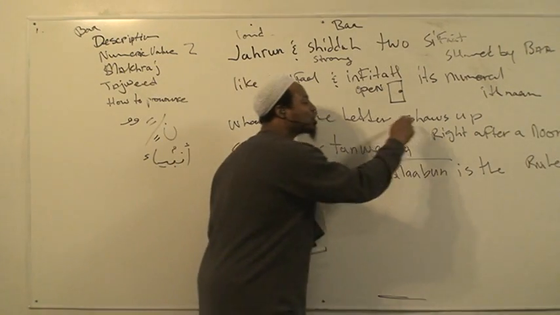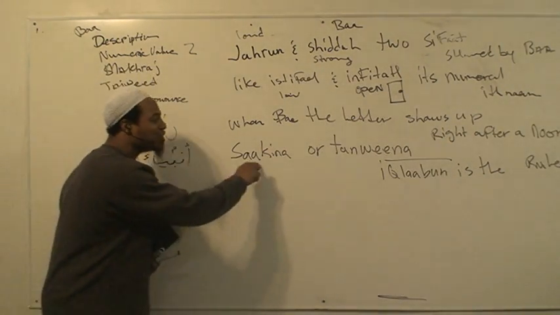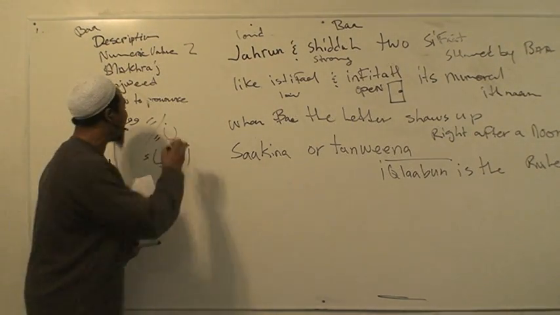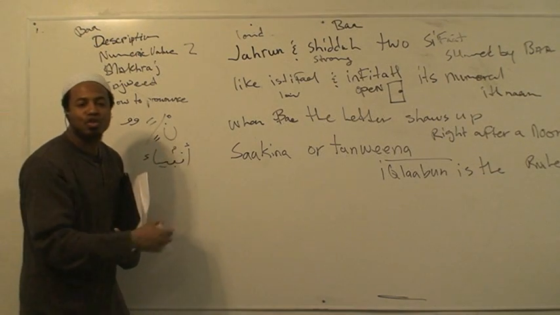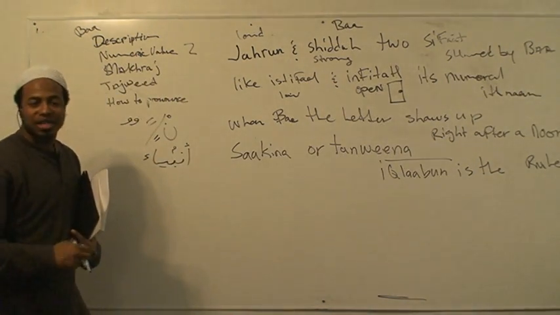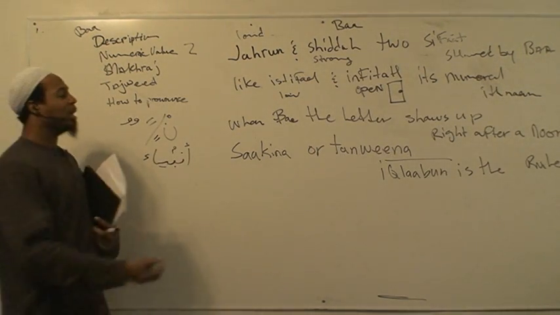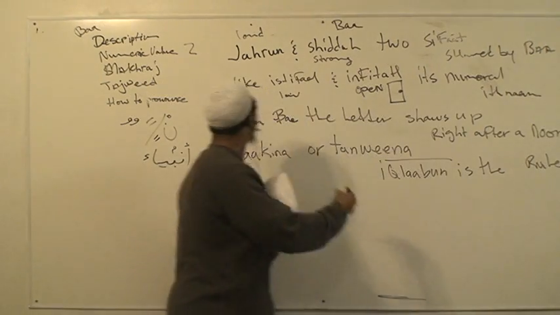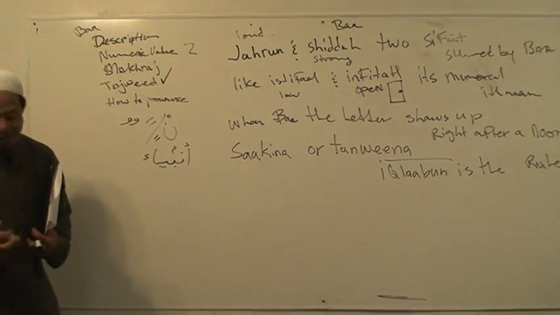So that's what it's talking about. When ba the letter shows up right after a noon, it comes after a noon sakin. Noon is sakin when it has nothing over it, no vowel sound over it. So it's called noon as-sakina, or tanween. Tanween is that fathatan, dammatan, wa kasratan. Iqlabun is the rule. So it's giving you all the tajweed rules you need to know regarding ba.